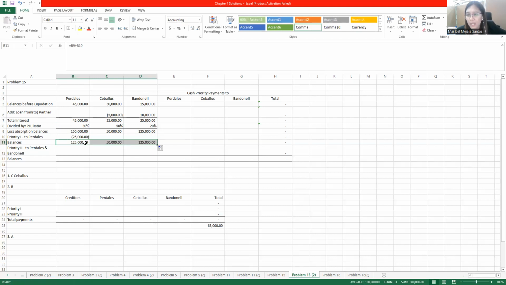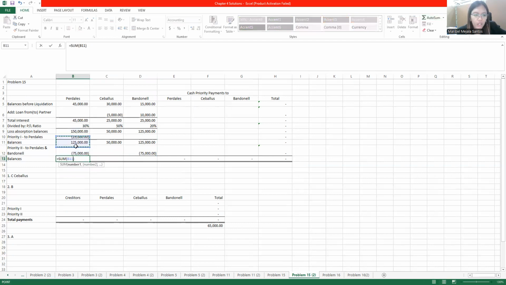Now, next is priority 2. Hanggat hindi nag-i-equal yung loss absorption balances ninyo, hindi ka titigil. Kasi pag equal na yung loss absorption balances nyo, ibig sabihin, mag-base na kayo sa P&L ratio. Lahat na kayo pwedeng bayaran. So now, for the priority 2, it's per P and B. For how much? For 75,000. Kasi 125 minus 50. As you can see on this table, ang pinaka-last priority natin ay C.